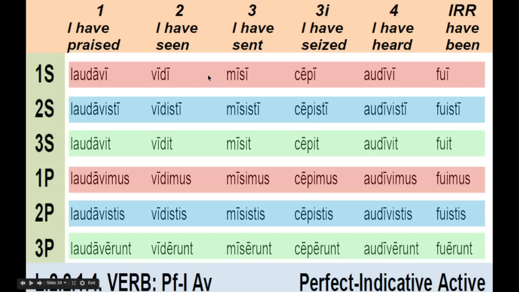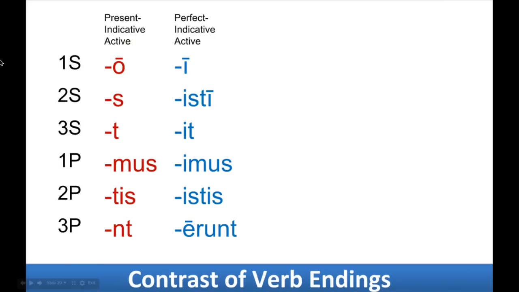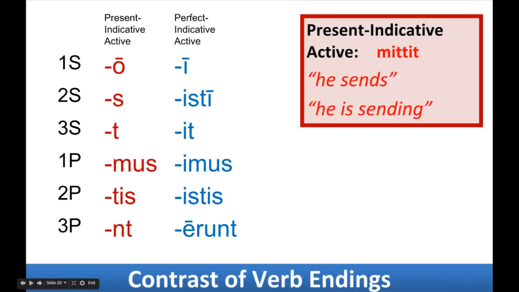Vidi, vidisti, vidit, vidimus, vidistis, viderunt. So the present endings are o, s, t, mus, tis, nt, while the perfects are all the same: i, isti, it, imus, istis, erunt. The only thing that's different in the perfect, besides the endings, is the stem. It will be located second in the glossary.